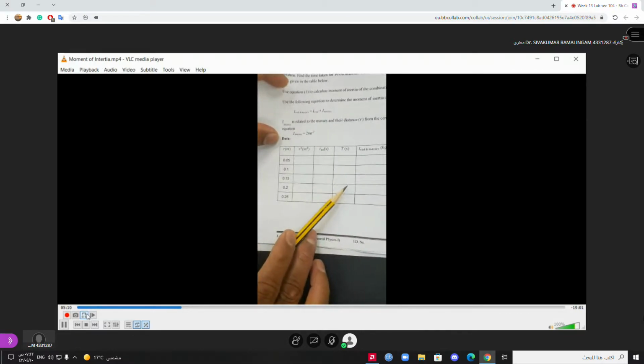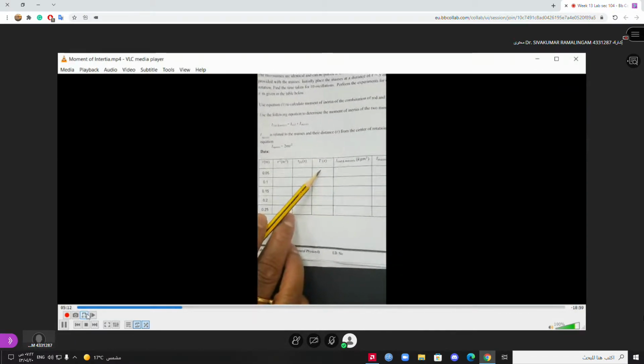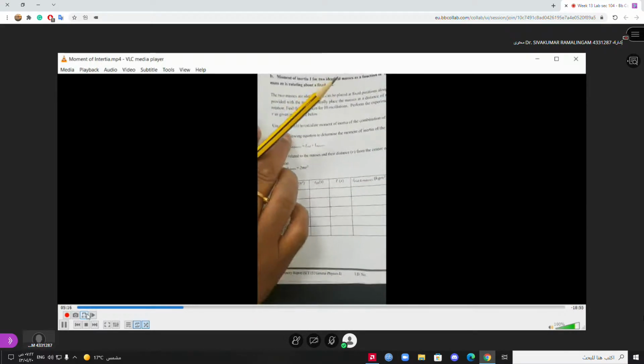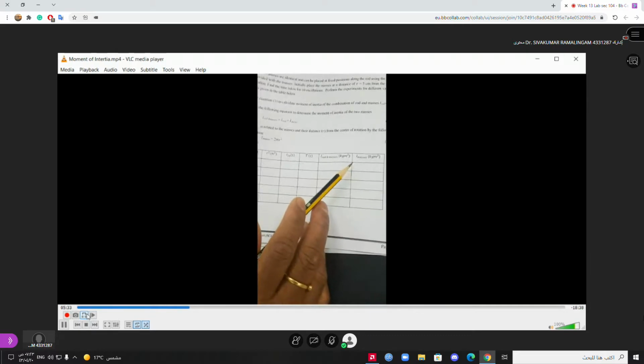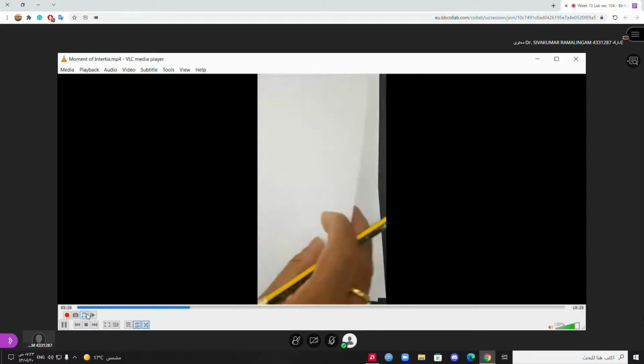The capital T is the time. This time period corresponds to the rod and masses. If you substitute this T in this formula, you are going to get the moment of inertia for rod and mass. Substitute that here, the rod and masses. Now, how am I going to calculate the moment of inertia of the mass only?